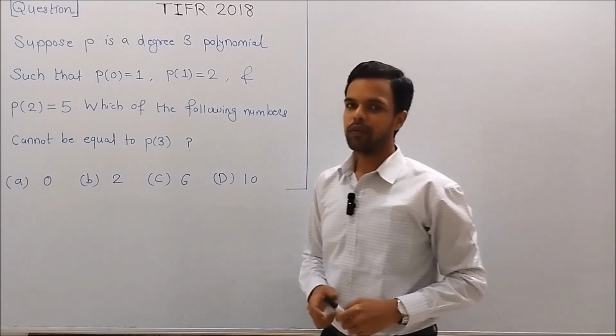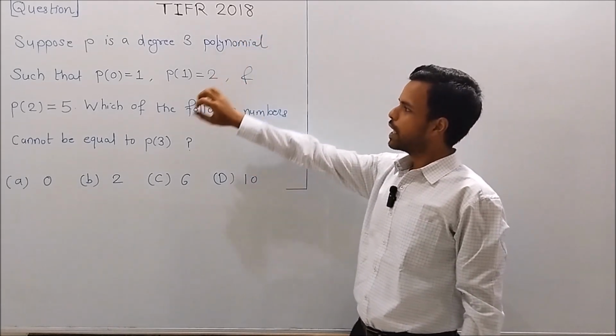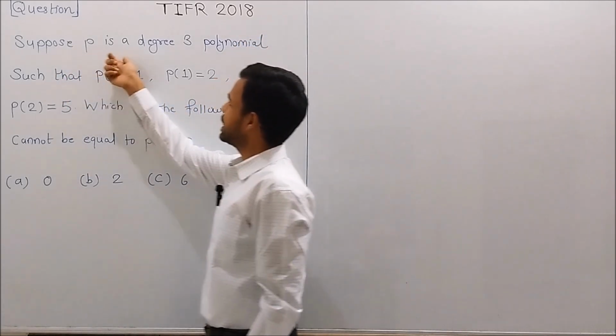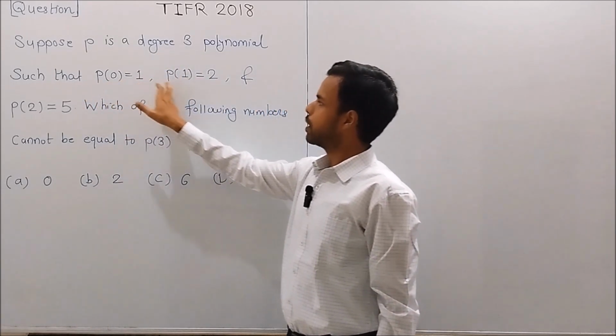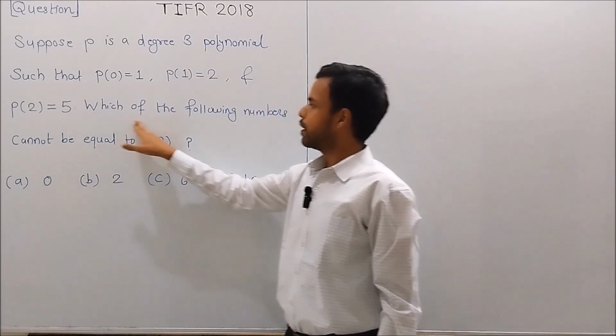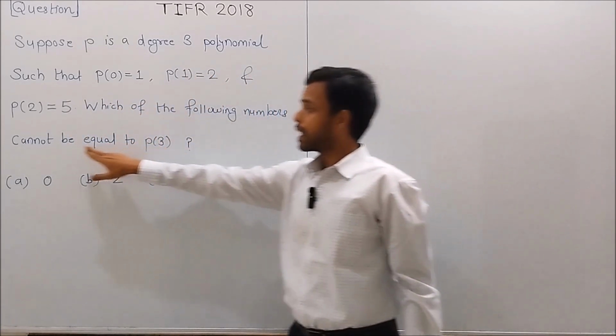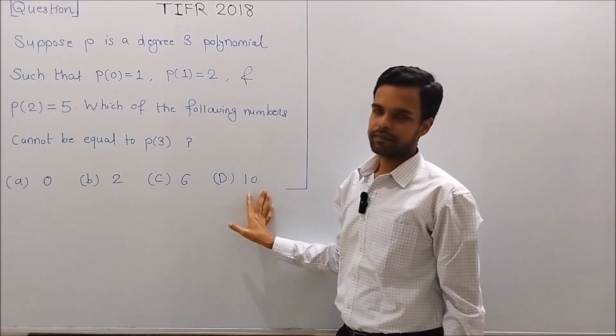In today's video, we will solve a question on general aptitude from the TIFR 2018 exam. The question is: suppose P is a degree 3 polynomial such that P of 0 equals 1, P of 1 equals 2, and P of 2 equals 5. Then which of the following numbers cannot be equal to P of 3? These are the given options.